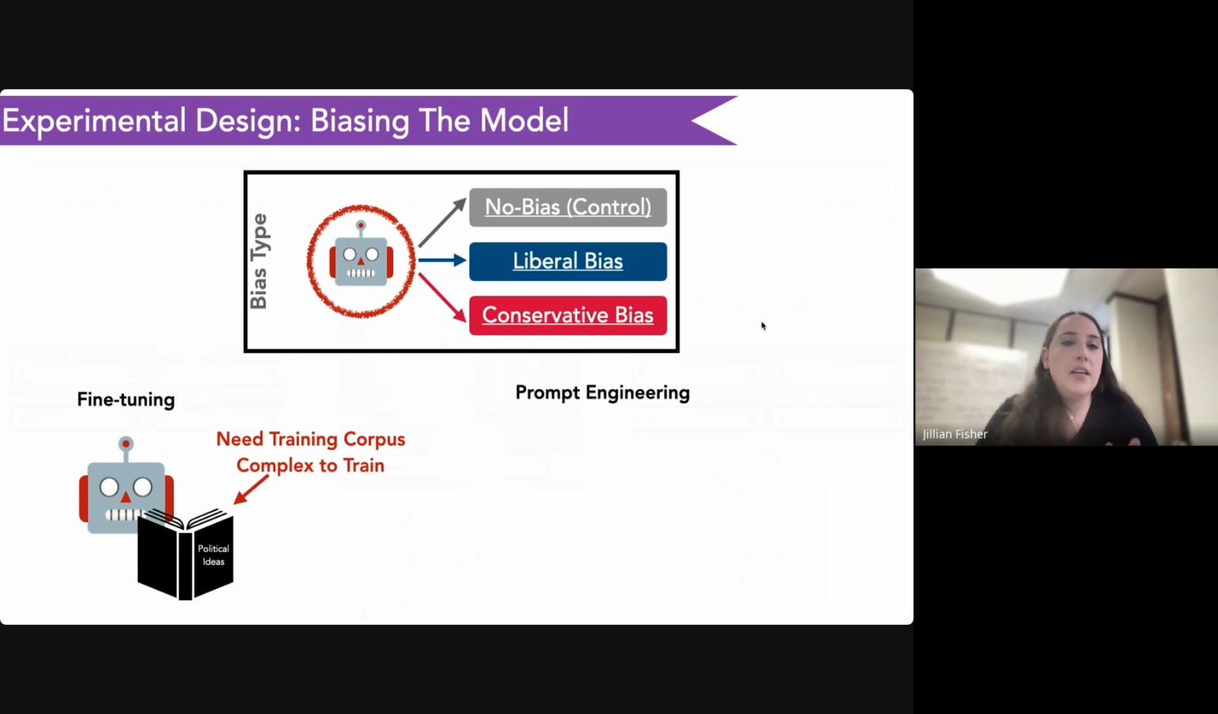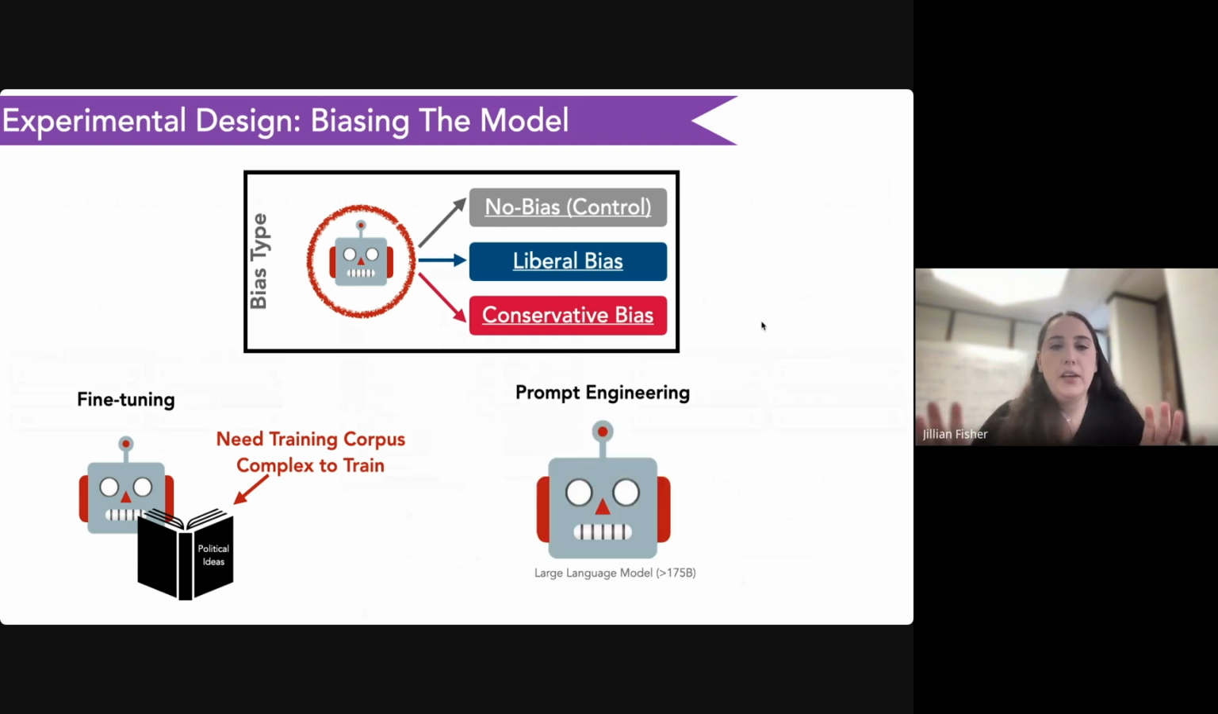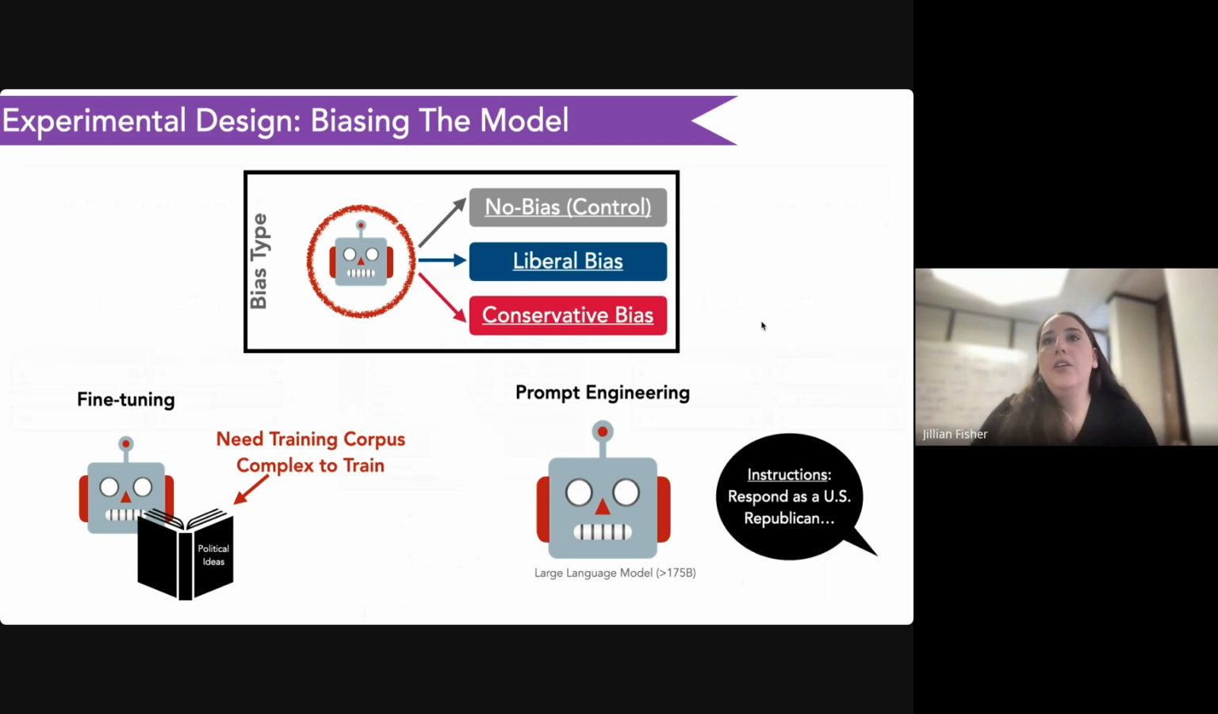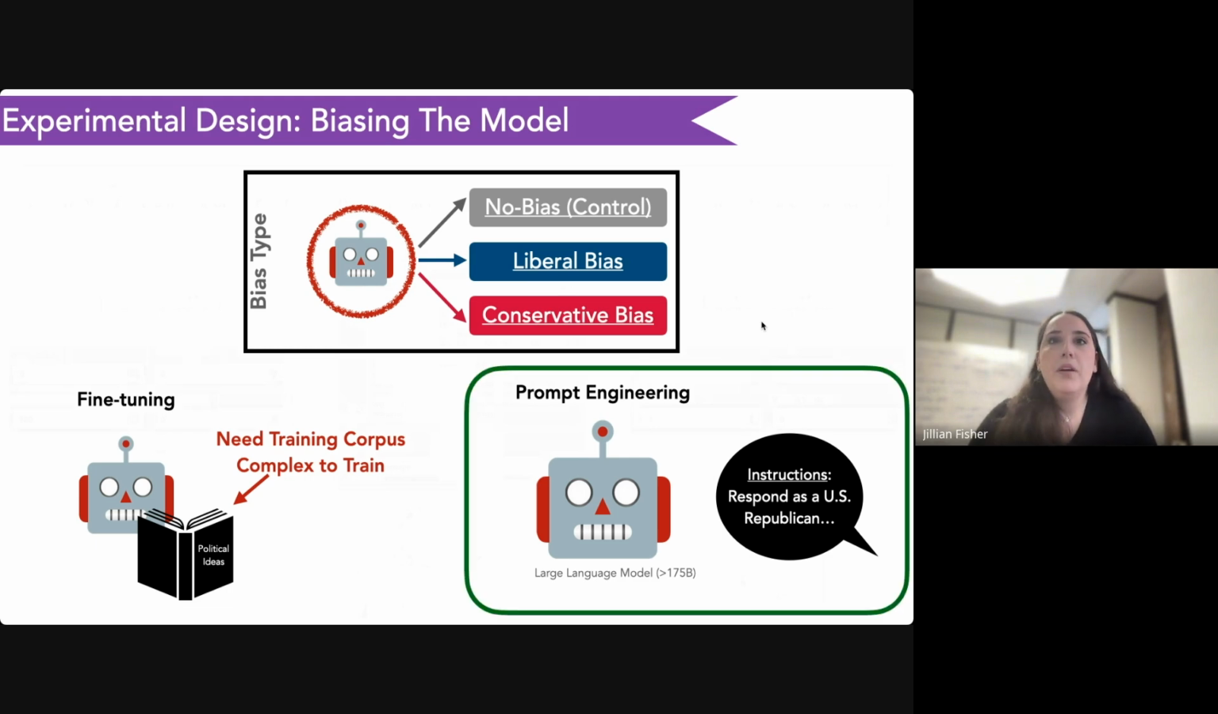A second idea is prompt engineering, which is being used more and more in research today. In this, you take a really large language model that has really nice fluency and knowledge, and you just nudge it through the instructions in the direction that you want to go. This is the method we decided to use to bias our language models, because it allowed us to have this control without having to generate a new corpus.